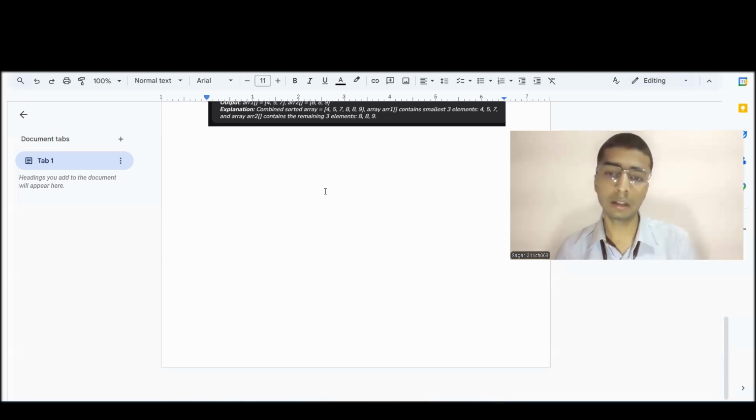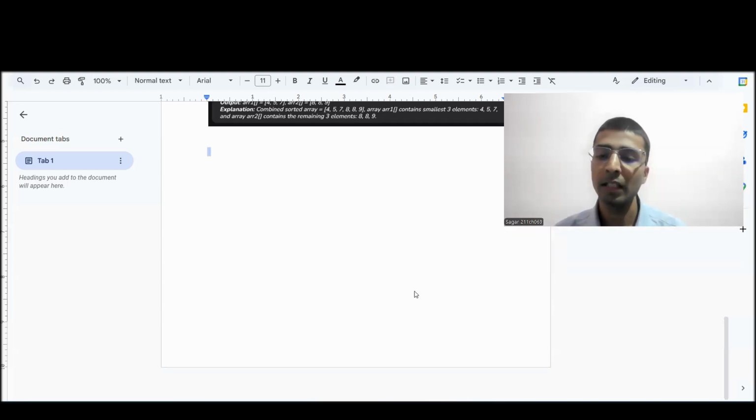This was the actual puzzle he asked me, and then he also asked some HR questions, like where do you see yourself in the next 5 years, or, since you're from a core branch, why do you want a job in this field? This kind of HR questions were asked with a mix of technical questions.